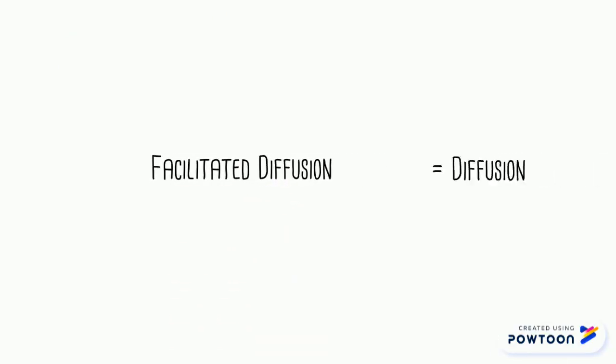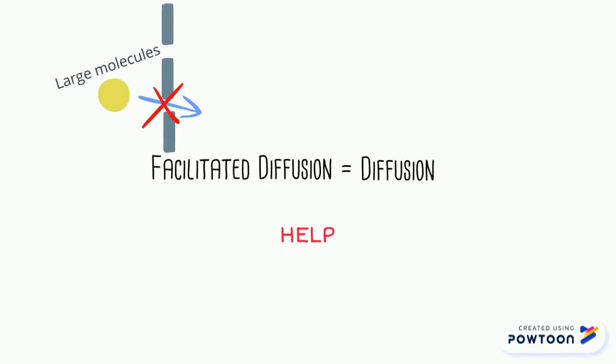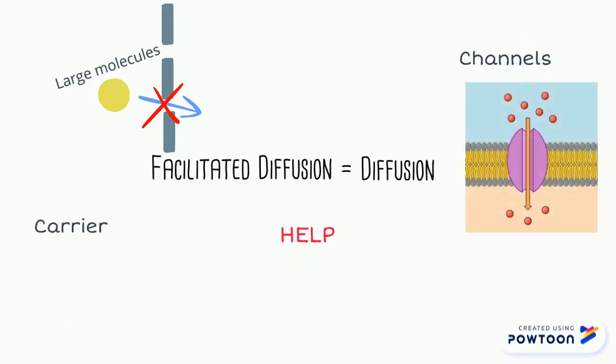Facilitated diffusion is essentially diffusion but requires help to allow diffusion to occur. This is mostly used for larger molecules which are not able to pass through the small holes in membranes. The help is given in the form of protein channels and carrier proteins.